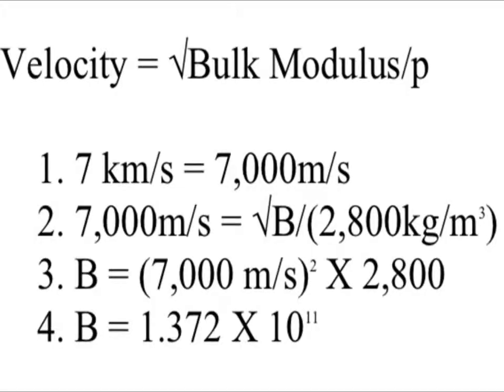Here's a word example. Earthquakes at fault lines in Earth's crust create seismic waves, which are longitudinal waves. The longitudinal waves have a speed of about 7 kilometers per second. Estimate the average bulk modulus of Earth's crust, given that the density of a rock is about 2,800 kilograms per meter cubed. See our work to find out how to do that.